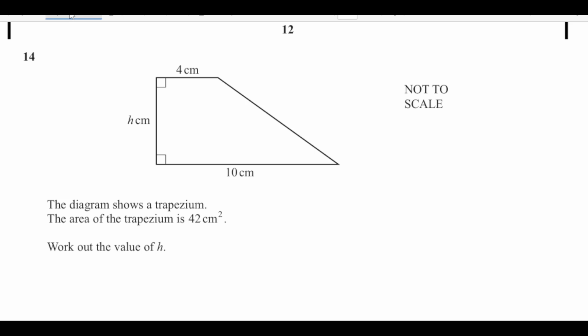So let's start. Question 14 that we have here. The diagram shows a trapezium. We have a trapezium. The area of trapezium is 42 centimeter square. Work out the value of h.